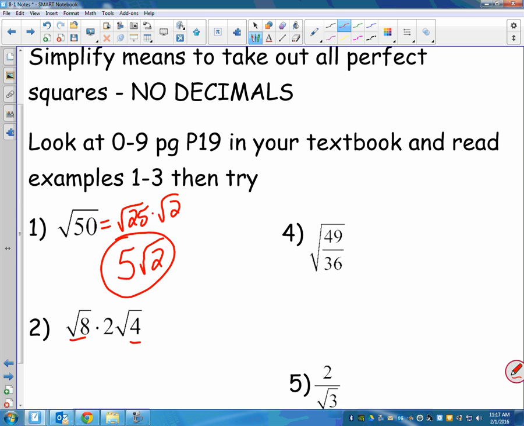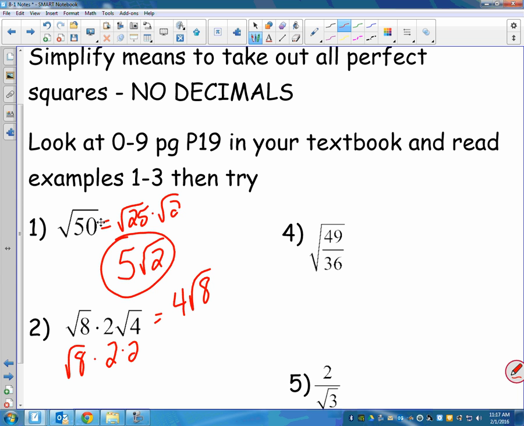Because just like I can break it up as a multiplication, I can multiply them together to put it back as one square root. The square root of 4 is already a perfect square, right? And can I say 2 square root of 4 is the same as 2 times 2? So is that the same as 4 square root of 8?